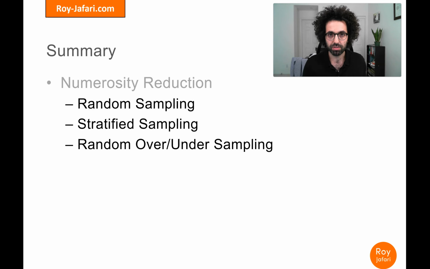Before finishing this video, let me offer you a quick summary. In this video, we talked about numerosity data reduction, and we specifically talked about random sampling, stratified sampling, and random over/undersampling, and we saw a couple of examples and the differences between them. Until the next video.